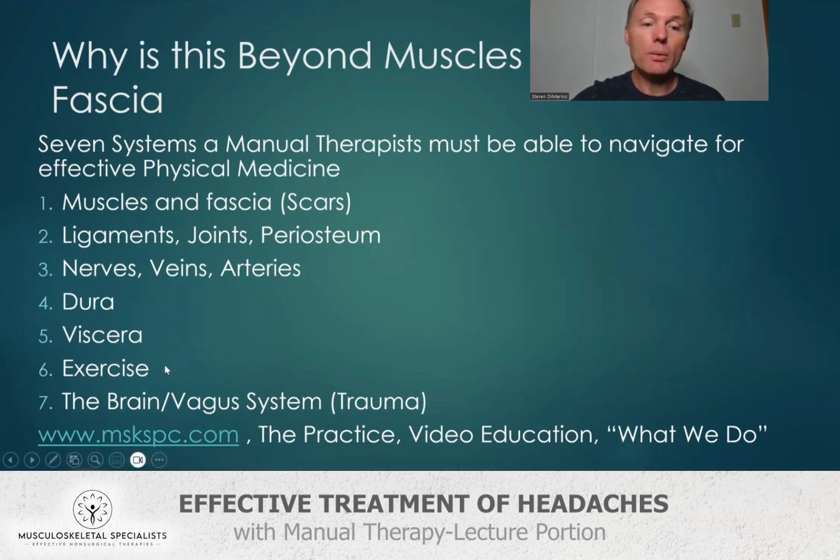And then you have to be able to do exercise, because if you just do manual therapy to correct the physical body, you haven't really changed the system because it's still functioning the same. You have to change the way the brain communicates to the body to make a real change. And that involves patient participation. And the 7th system is the brain vagus system, the trauma system. And this is treating the brain and the trauma.